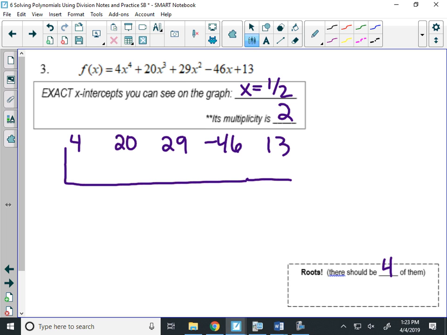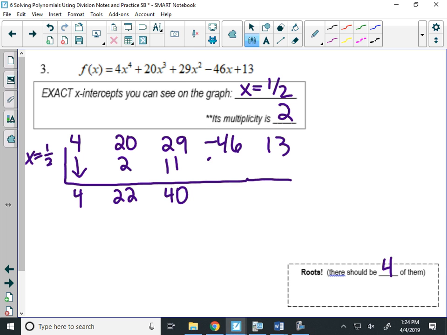Alright, so we're going to test x equals 1/2 to start. Just be careful with your fractions. Bring down the 4. 4 times 1/2 is 2. Add those and get 22. Half of 22 is 11, Bobby. Does that add up to 40?